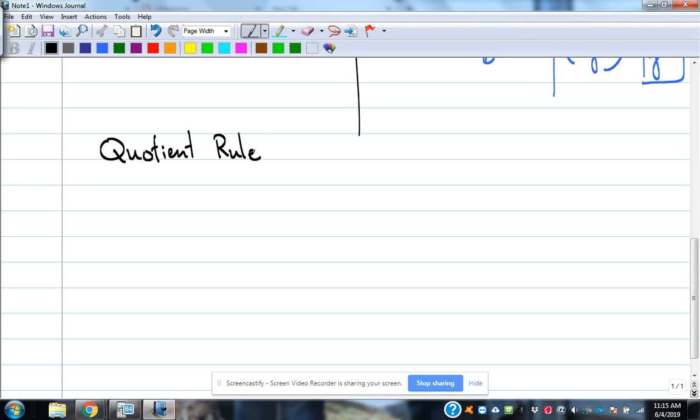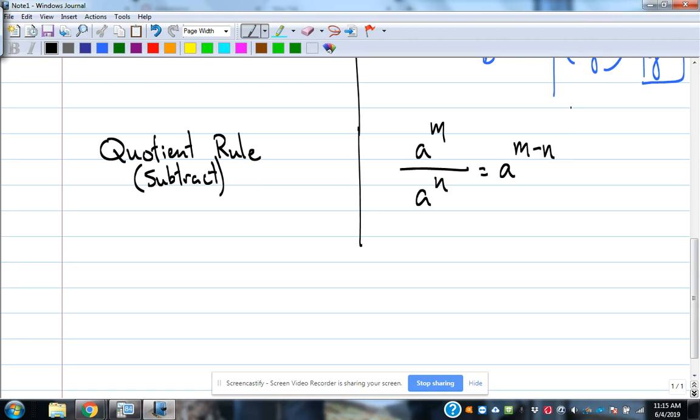Quotient means division. Division is the opposite of multiplication. So when we multiply, we add. The opposite of multiplying is dividing. So when we divide, we're going to subtract. Might have a to the m over a to the n. You subtract the exponents. The bases have to be the same for you to do this.